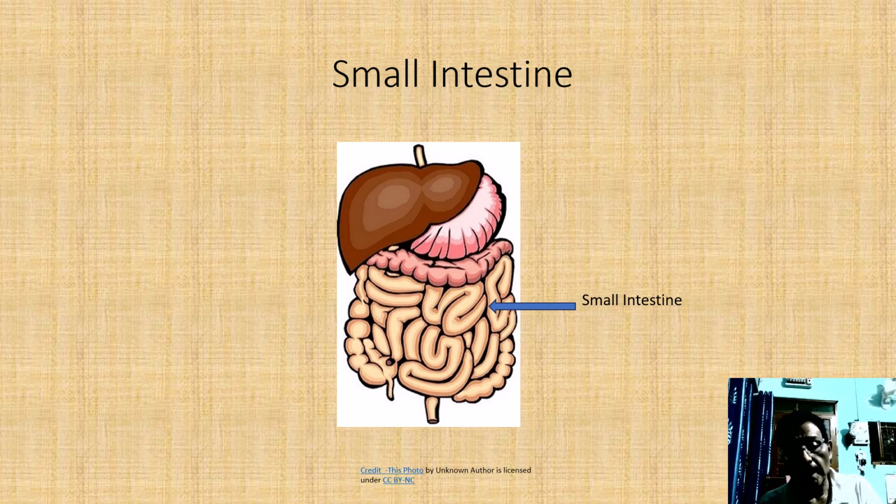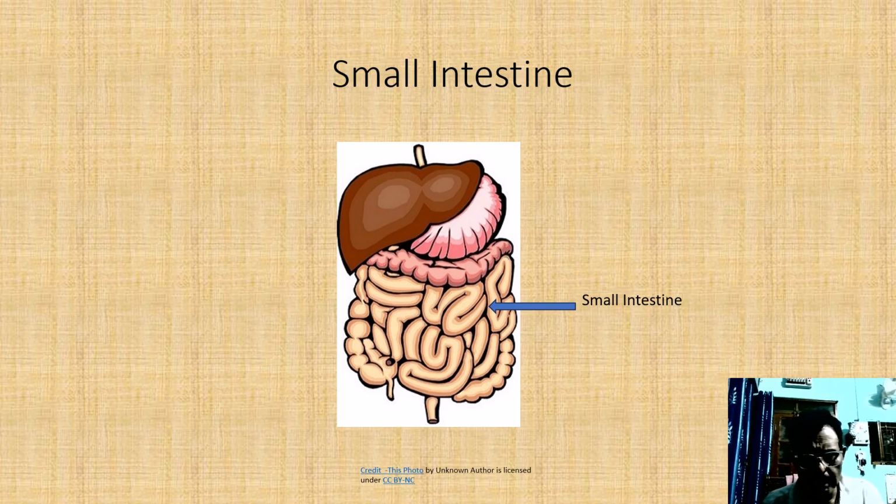At the lower end, it is present in between loops of the large intestine. Here it is present. It is continuous with the stomach and these loops are there. Loops of the small intestine go to the large intestine. This is the large intestine, and in this way: ascending colon, transverse colon, descending colon, sigmoid colon, and anus. In between this, it is present.